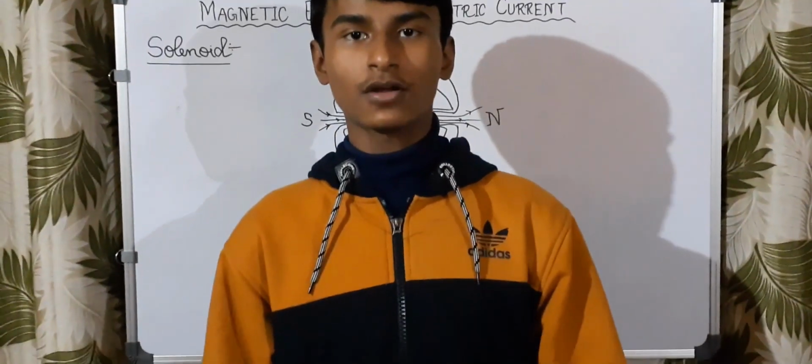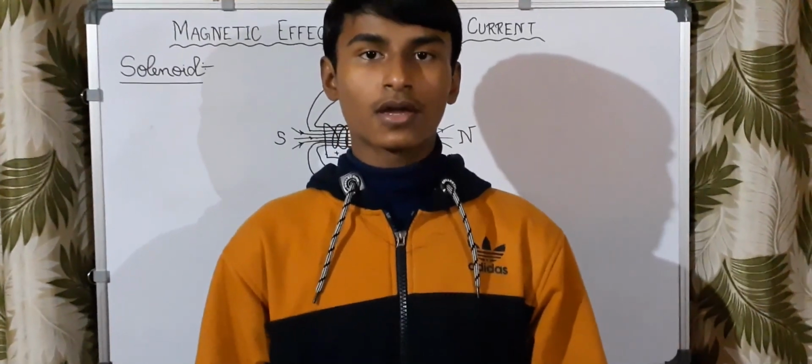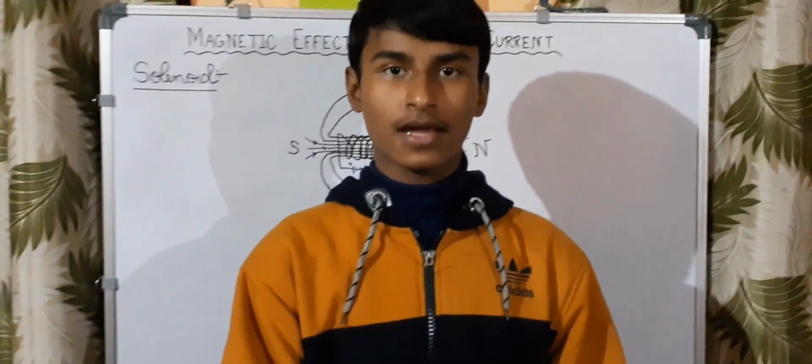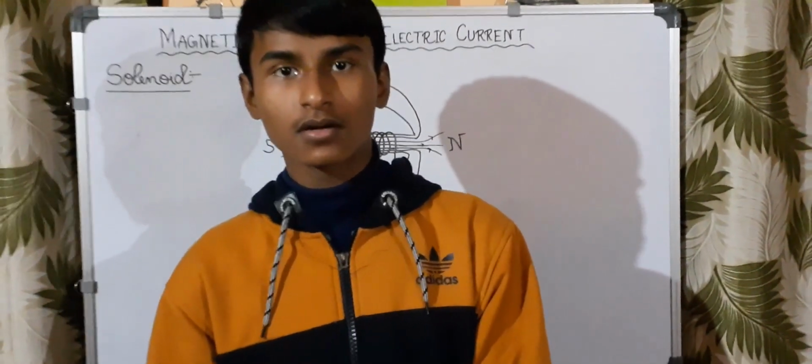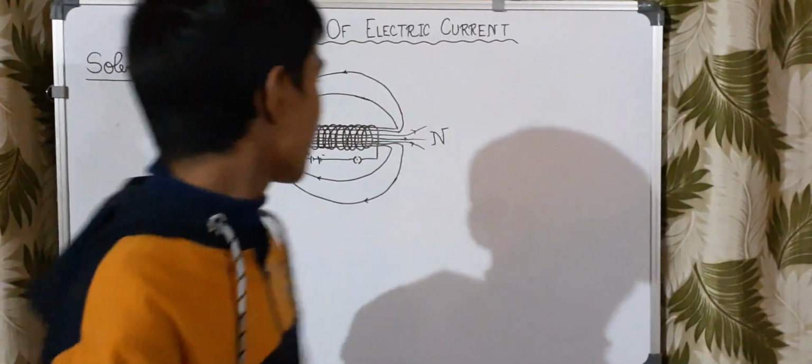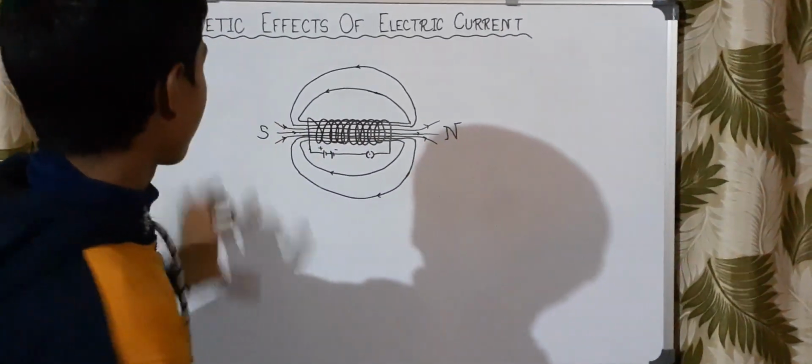So the next important topic is the solenoid. We can define a solenoid as a coil which has many circular turns of insulated copper wire wrapped closely in the form of a cylinder. Like here we can see the diagram.